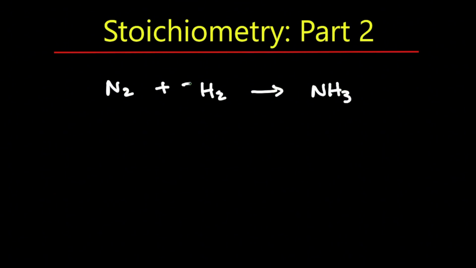To balance it, we need to add a 3 in front of H2 and a 2 in front of NH3. And this is now the balanced equation. N2 plus 3H2 yields 2NH3. These whole number coefficients in front of the compound can be used as whole number multipliers or as ratios. Well, what do I mean by that?